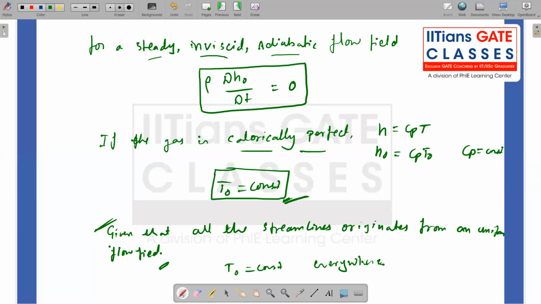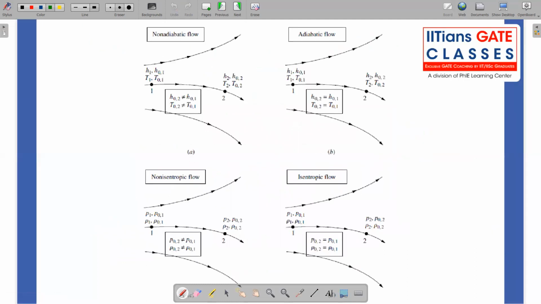So this is a very important point to note down. Based on these definitions, we can define different flow fields. Say for a non-adiabatic flow field, if I measure T01 as my stagnation temperature at point 1, and T02 at some other point on the streamline, and T01 and T02 are not equal, then it is a non-adiabatic flow field. Similarly for H02 and H01. Given a calorically perfect gas, T02 and T01 is the better measure to do that.